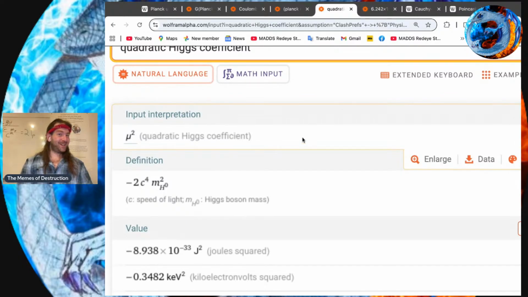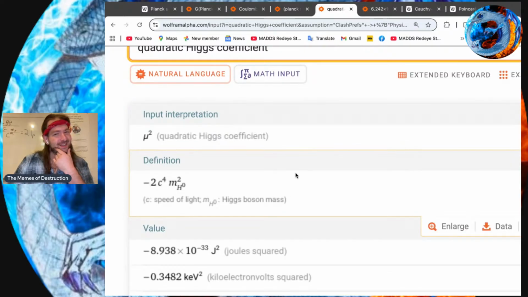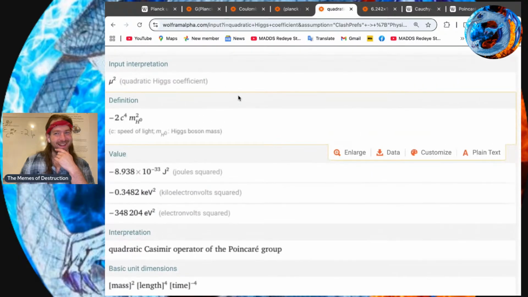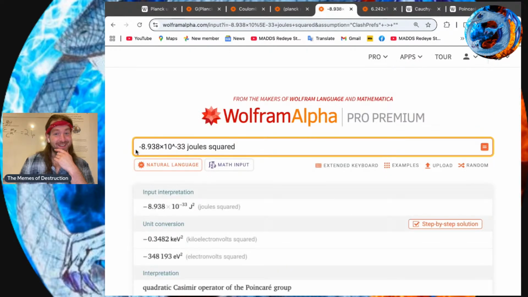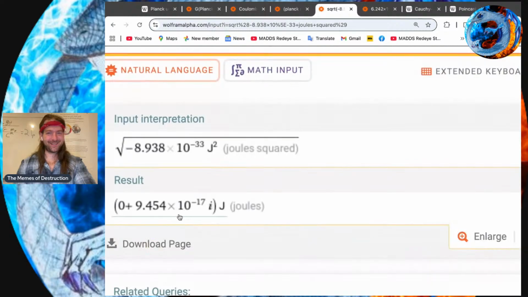The quadratic Higgs coefficient. I think this is actually in the standard Higgs equation there. They didn't have it laid out like this, but I just remember they had the mass term in there squared for the Higgs boson mass. But yeah, you get things like that, that it's negative, which is interesting. Also gives you this number, which, to be fair, if we take the square root of this, is also going to give us an imaginary something. Yeah, it's giving us imaginary stuff too.